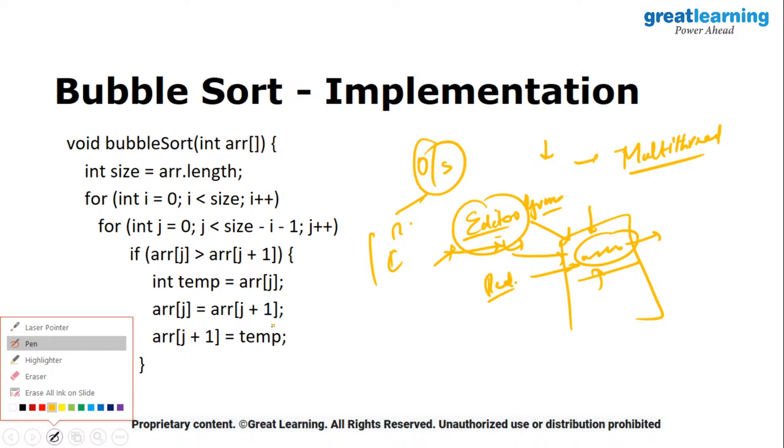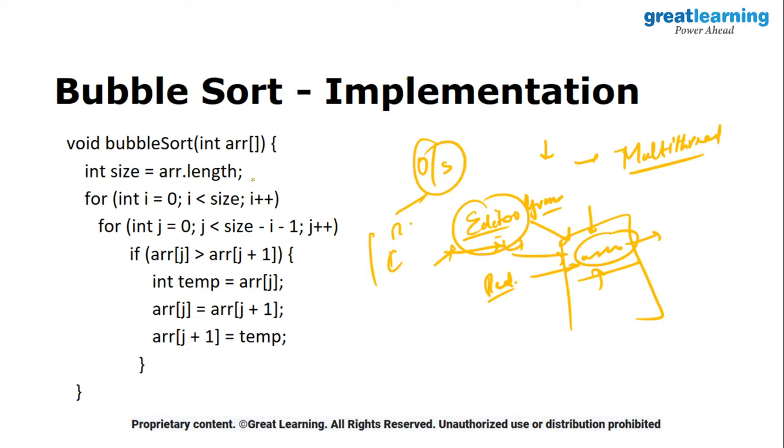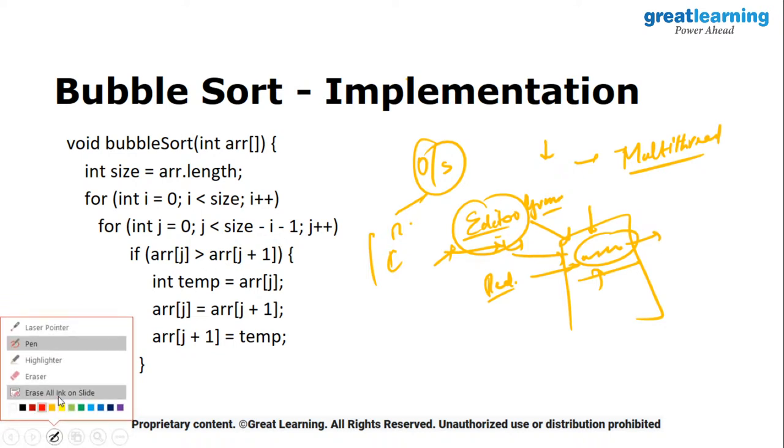So you need, okay, why size minus 1? Because, Kashyap, in this algorithm, now let's try to focus on this again. I lost my pointer, one second guys. Let me clear it out.